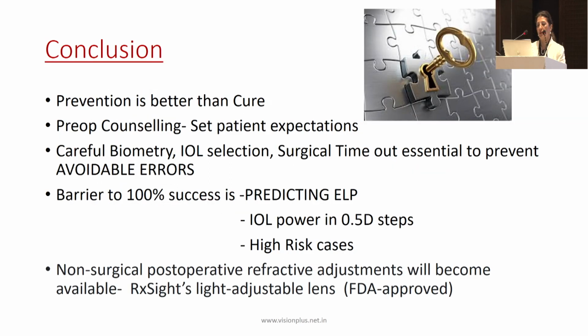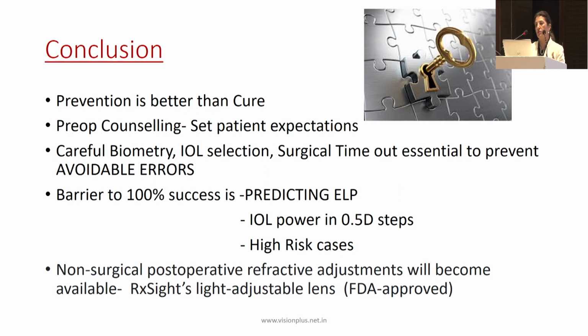So in conclusion, I would say prevention is always better than cure. Pre-op counseling is good to set the patient's expectations. Do a careful biometry, IOL selection, and a surgical timeout is very essential to prevent any avoidable errors. The barrier to 100% success is definitely predicting your effective lens position, and also the fact that we get IOL powers only in 0.5 diopter steps.